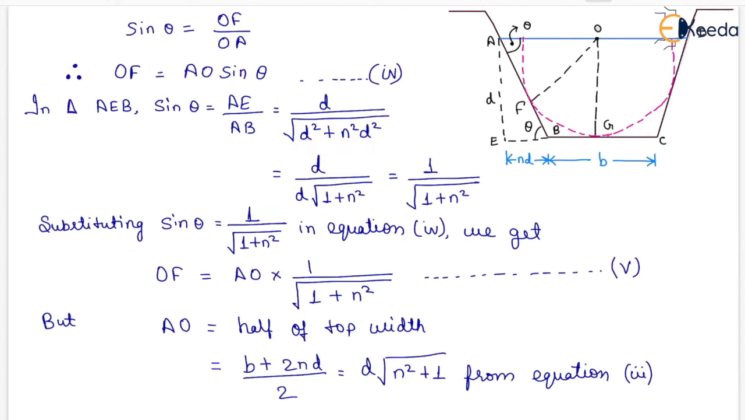square, which will be equal to D upon D under root of 1 plus N square, which will be equal to 1 upon under root of 1 plus N square. Now substituting sin theta equals 1 upon under root of 1 plus N square in equation 4, we get OF equals AO times 1 upon under root of 1 plus N square, that is the fifth equation. But AO is the half of top width, which will be equal to B plus 2ND upon 2 equals D under root of N square plus 1 from equation 3rd.